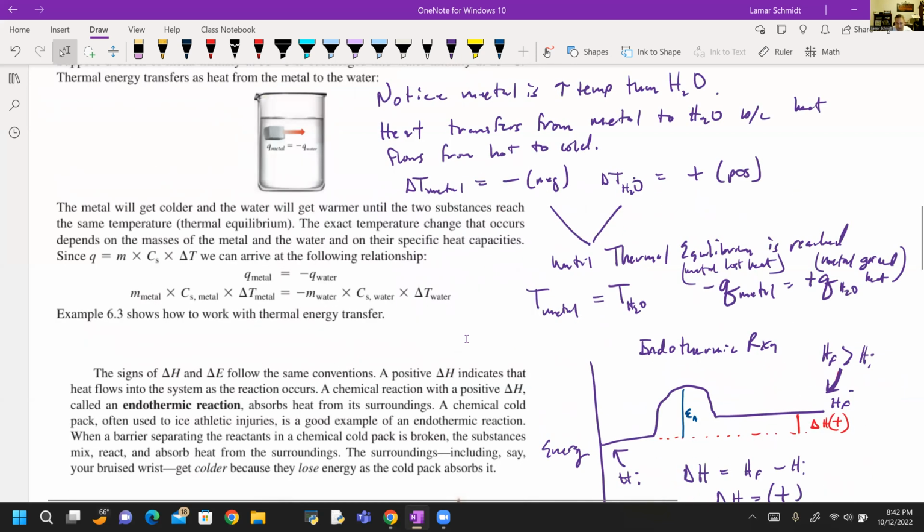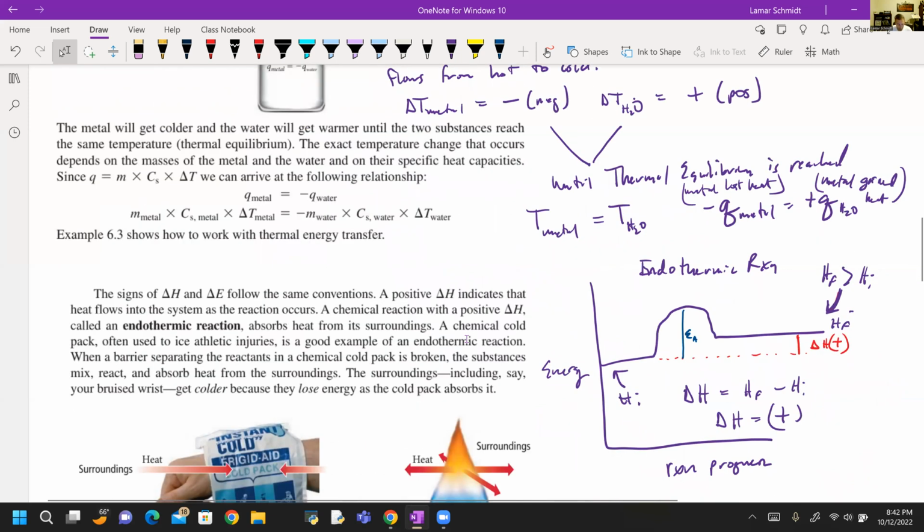And then we get into this idea of endothermic and exothermic reactions. Okay, so we're getting this idea of endothermic and exothermic reactions, and you need to be familiar with these energy diagrams and what they look like. We went over these in a previous lecture.